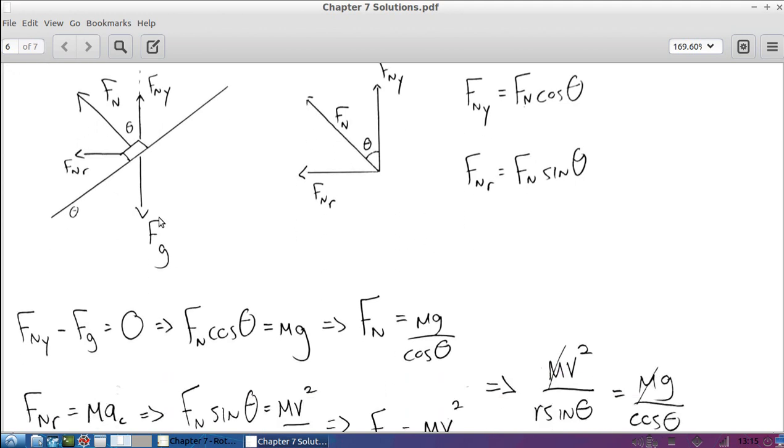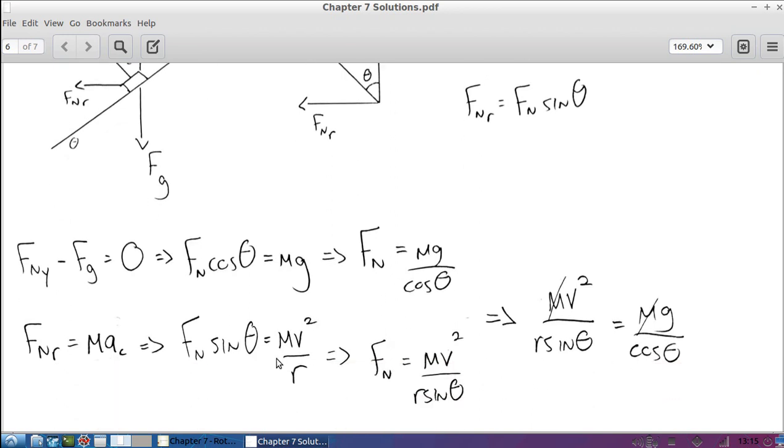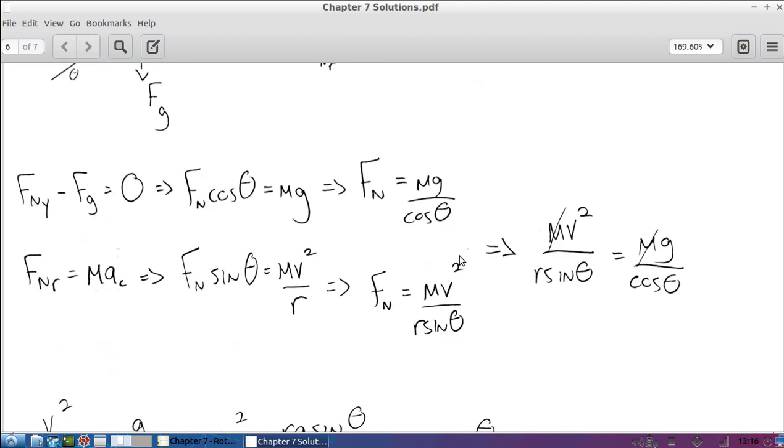Now I want to set up Newton's second law in the y direction, the vertical Newton's second law. So it's not just that the normal force is equal to the gravitational force. The y component of the normal force is equal to the gravitational force. So that means Fn cosine theta is equal to mg. Okay? Fn cosine theta is equal to mg. So the normal force is equal to mg divided by cosine theta. Okay, much different than our inclined plane problem from chapter 4. All right, so the normal force is mg over cosine theta.